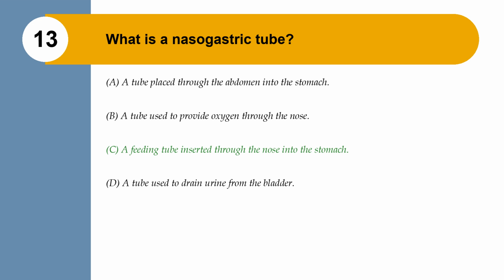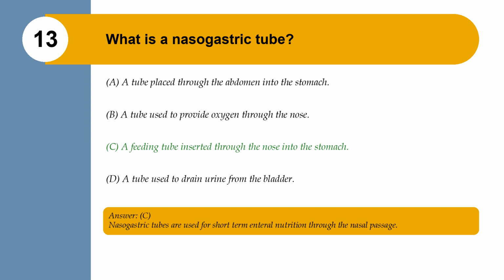The correct answer is option C, a feeding tube inserted through the nose into the stomach. Explanation: nasogastric tubes are used for short-term enteral nutrition through the nasal passage.